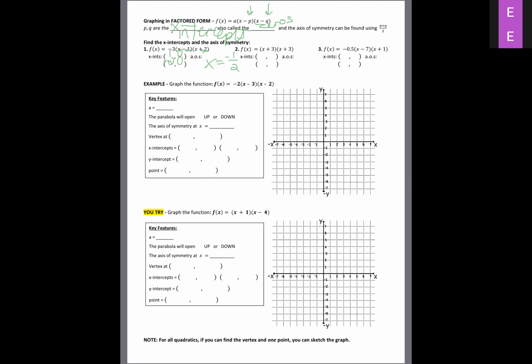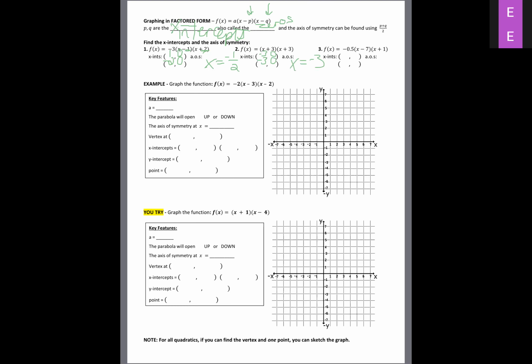Okay, let's try number 2. The x-intercepts would be at -3, 0 and at -3, 0. So this is one that has a double root. It's only going to touch the x-axis at -3, and that's it. So the axis of symmetry has to just be x equals -3.